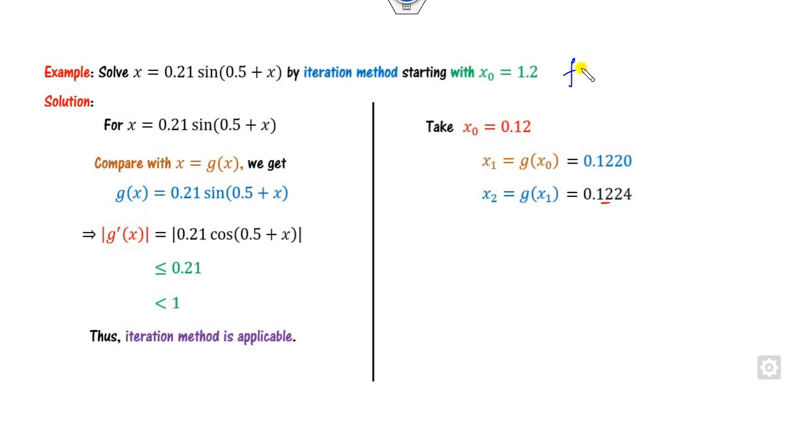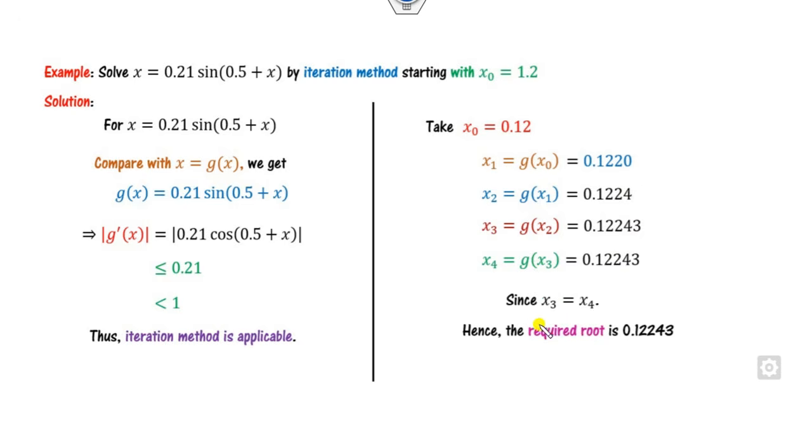Nothing is given to you, so you have to compute up to 4 decimal places. But here you can see only 2 decimal places match. You can find x3. Once you find that, you can see the 4 decimal places match. Once the 4 decimal places match, you can find x4 as well. You can see x3 and x4 are the same. So the desired root is here, the required answer.